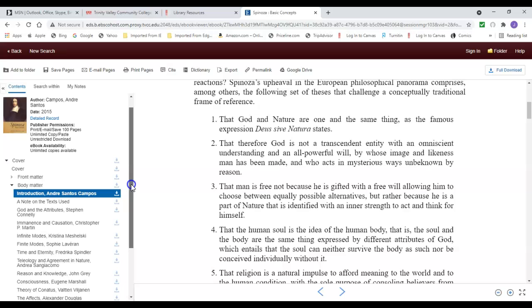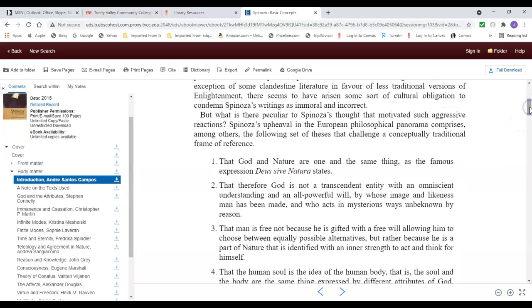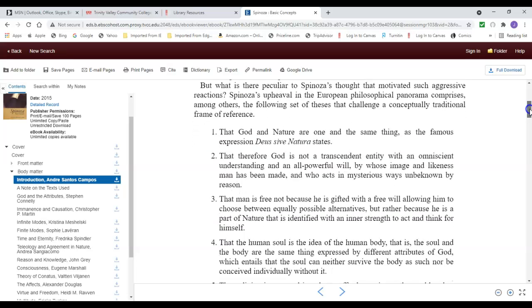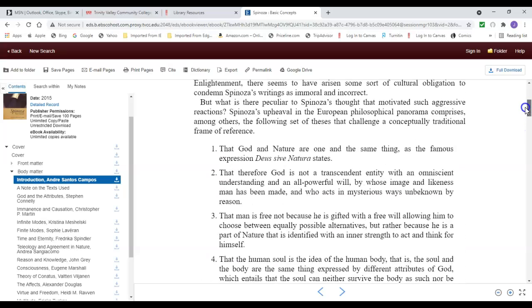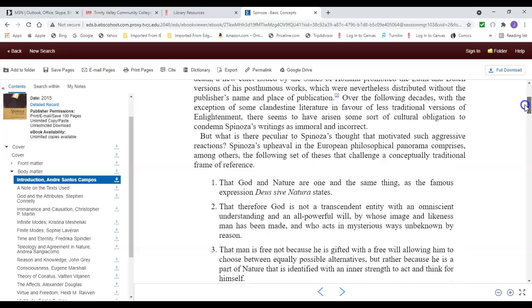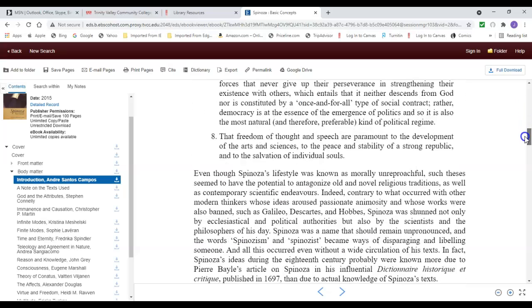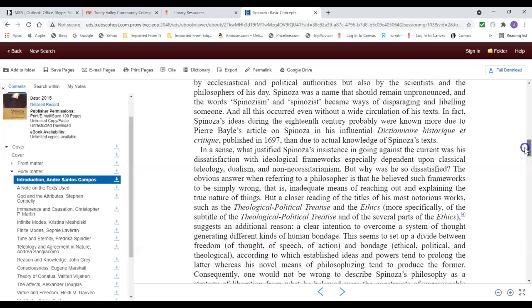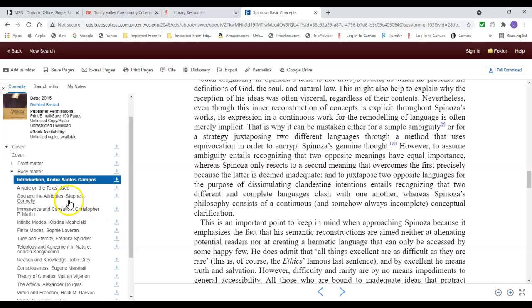Introduction by Campos. Again, notice this is what I was trying to get to. In his introduction, what Campos does for you is offer you some of the very key tenets, main points about Spinoza's philosophy right here. Key points here that are offered. So that's very useful, where it's sort of laid out for you. And again, you can look at other aspects.